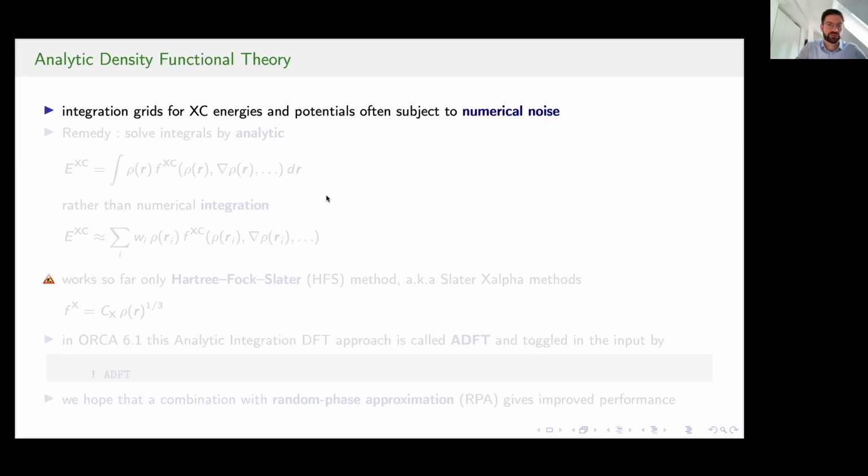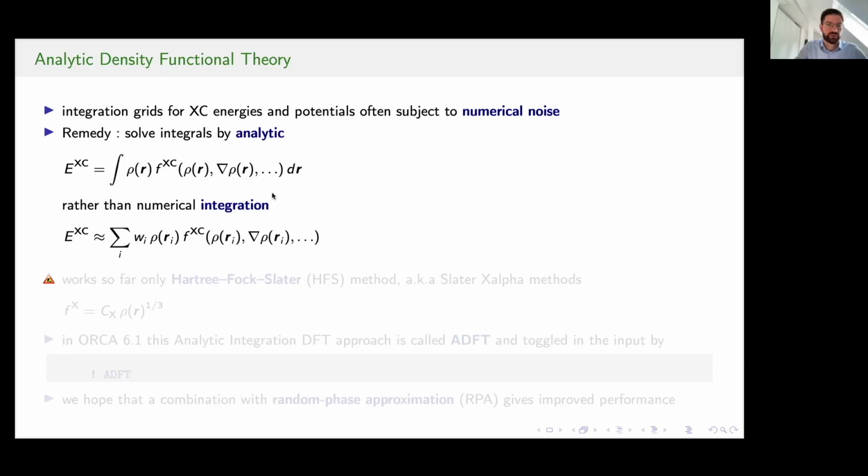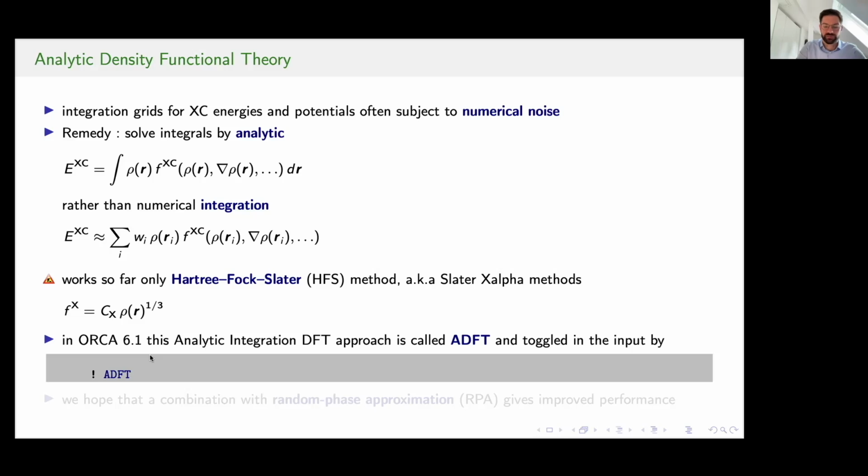The first one is called analytic DFT. One problem of density functional theory as it is used today is the numeric integration of the exchange correlation energy and potentials, which is often subject to numerical noise and requires special care. The obvious remedy is to replace the numerical integration of the exchange correlation energy by an analytical one. This is not so simple, but it is possible for the Hartree-Fock-Slater method, which is one of the simplest functionals you can think of, and this is now available in ORCA 6.1. It is easily available by just typing ADFT in the keyword line of your input.